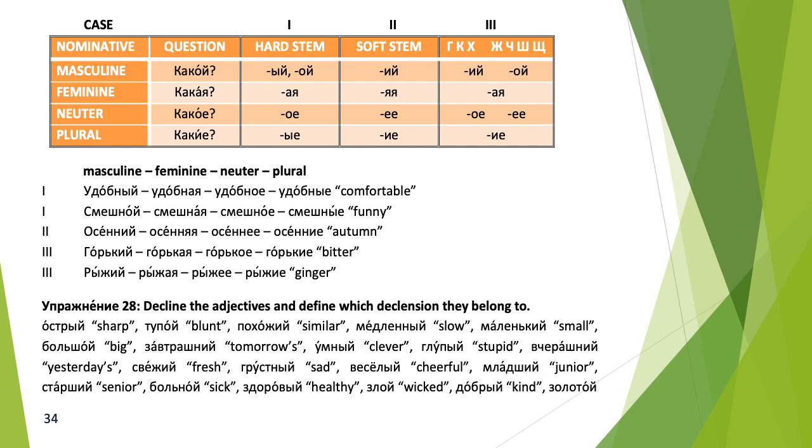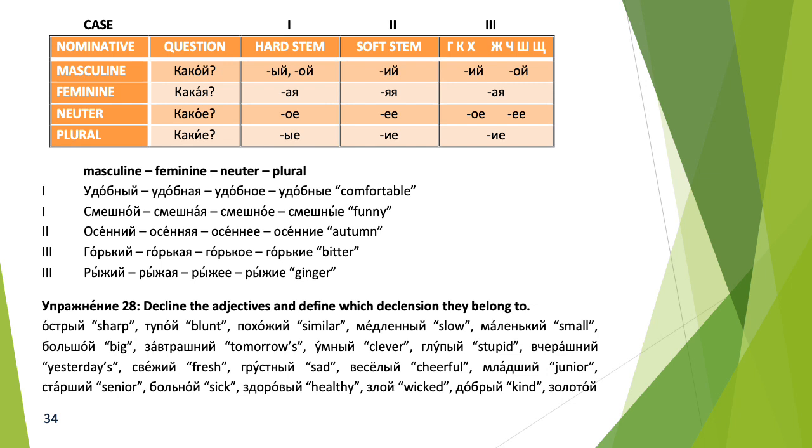Another example. Рыжий. Feminine. Рыжая. Neuter. Рыжее. Plural. Рыжие. So you see there is a difference in the neuter form. There are two endings, ое and ее.